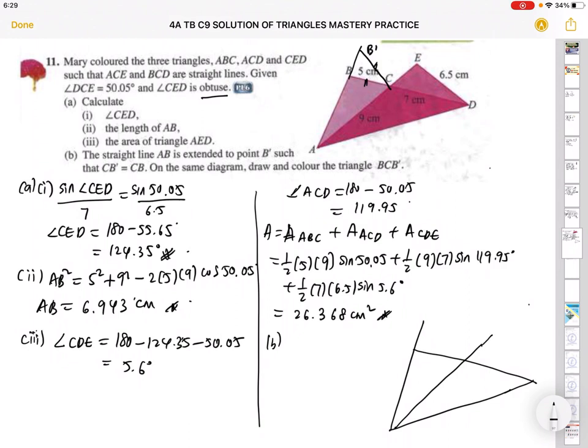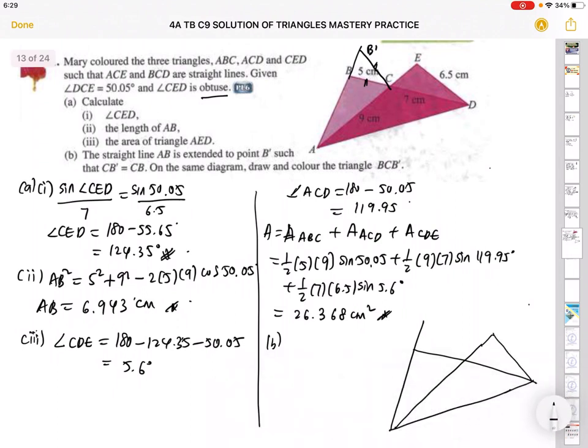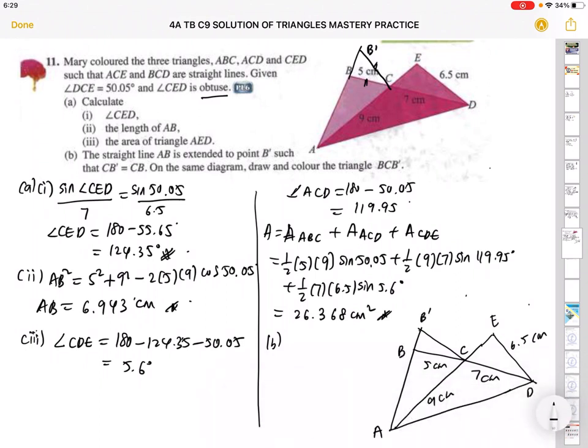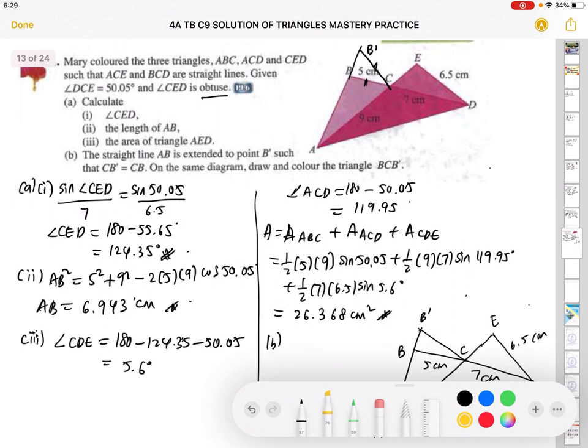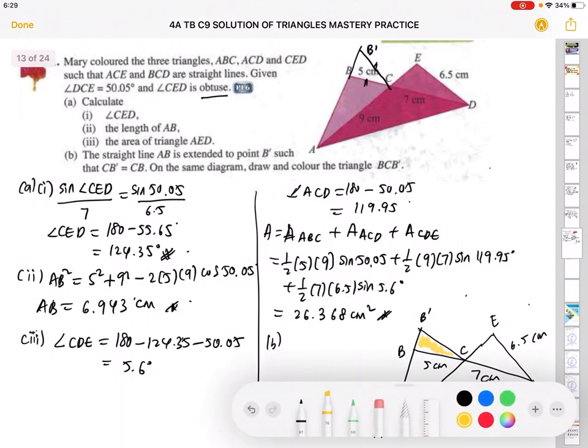So this is ADE, 6.5, 7. This is 9. This is C. I'm going to put 5 cm here. This one must look about the same length as your BC. So this is your B prime, this is your B. We're supposed to color it, so I'm just going to color it like that. Okay, so it looks a lot better. All right, and draw and color triangle BCB prime. Yeah, this is my BCB prime.